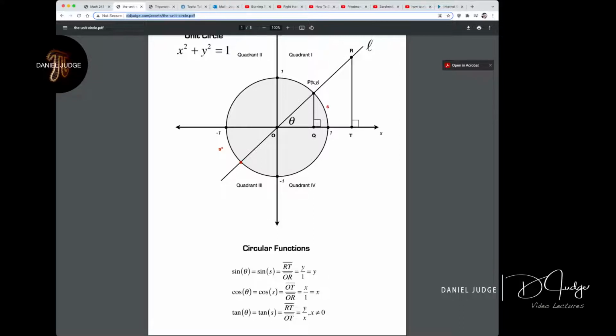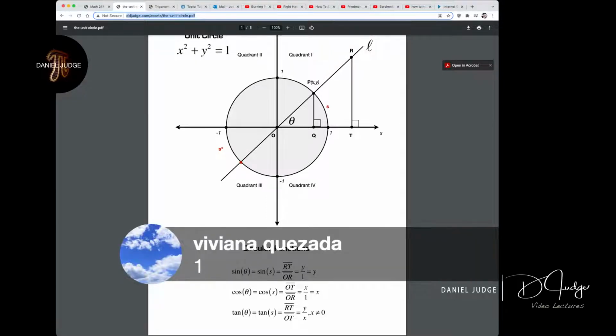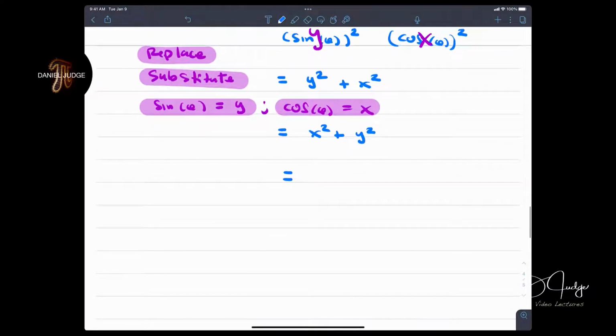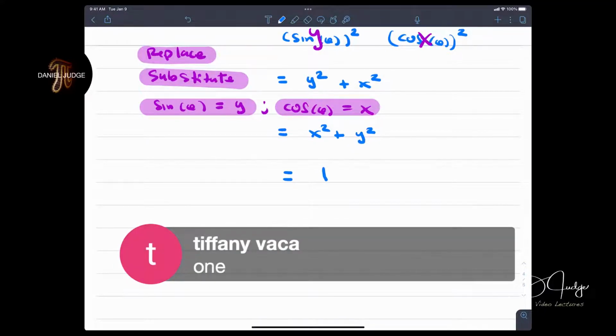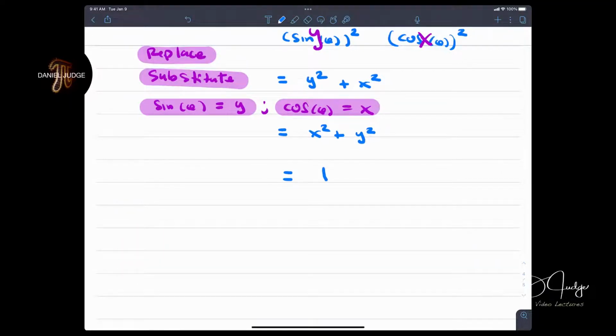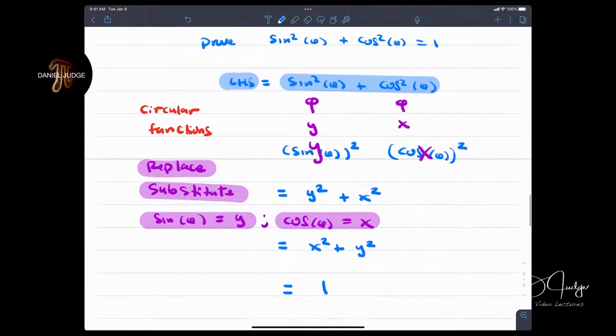Thank you, Viviana. I'm glad you're awake here. I'm glad you're with us, and I'm glad you're awake. Outstanding. And what that means is that this sum is equal to 1. Thank you, Mike. Thank you, Tiffany. Thank you, Claudia. Thank you, Paula. Outstanding. Good for you guys. Love that you guys are here. I wish I could take you in all my classes, because that's outstanding here.